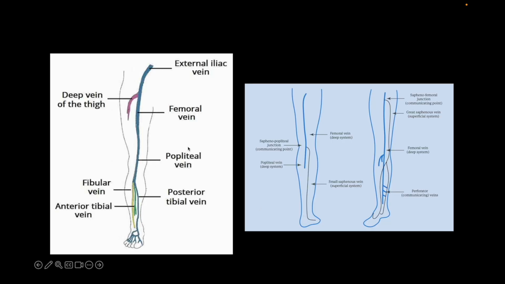The veins are quite straightforward. You have the veins mirroring the deep arteries, and then the superficial system. You've got your great saphenous vein along the medial leg, and then you've got the short saphenous vein draining into the popliteal vein. The great saphenous vein drains into the femoral vein at the saphenofemoral junction, which we often see when we're doing these DVT studies.